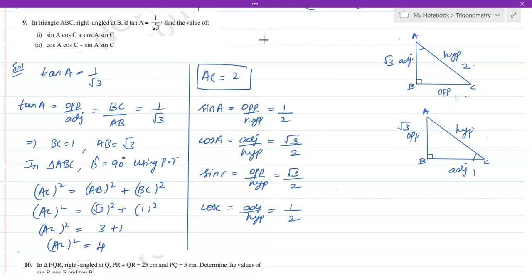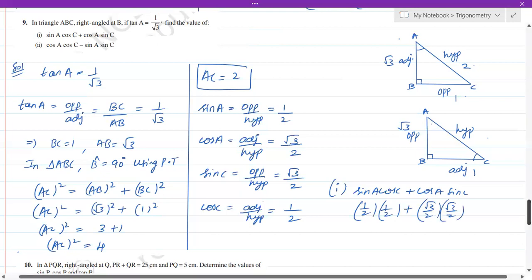Okay, let me do it here. First sub question, what is the thing that we need? Sin A cos C plus cos A sin C. So sin A value 1 by 2, cos C value 1 by 2 plus cos A value root 3 by 2, sin C value root 3 by 2. So it's very easy to substitute here.